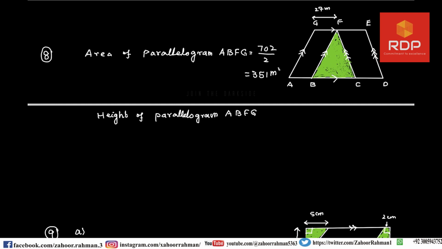ABFG with reference to the base, FG is equal to 351 divided by 27, and that will be equal to 13 meter.